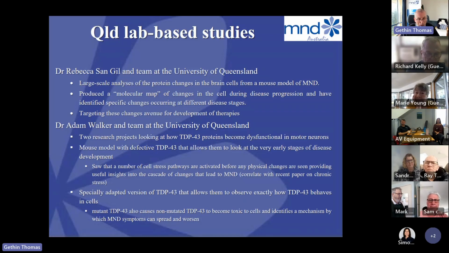So it shows that MND can start in one cell and spread to other cells. They're looking at the mechanisms underneath that, because obviously it's not just one motor neuron that dies, it's all your motor neurons eventually. They're trying to find out how this disease spreads through the body. It starts perhaps in one area, then other limbs or other areas get affected as the disease develops. So this is giving us some ideas into how we can hopefully stop the spread as well. If we can stop it starting in the first place, that would be great. But once it starts, how do we stop it spreading?